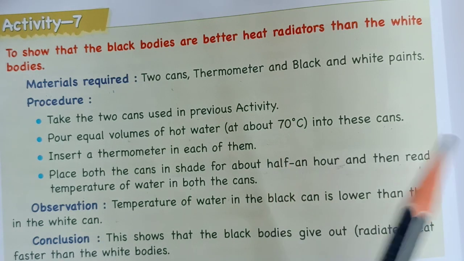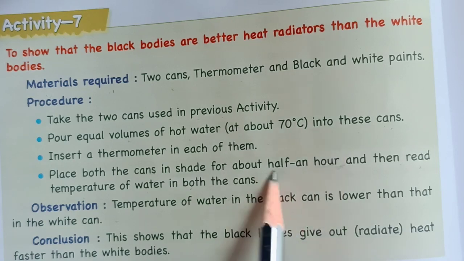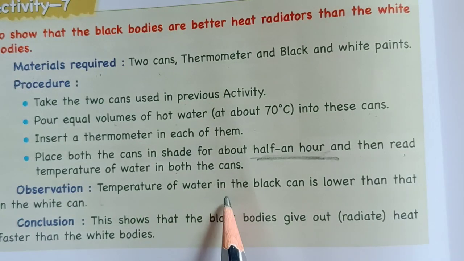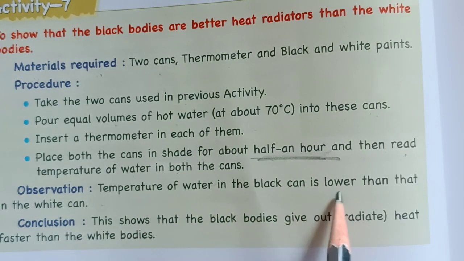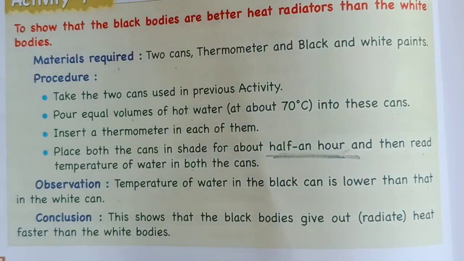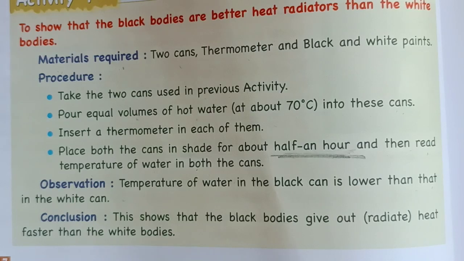So what we will do? We will keep the setup in shade for half an hour. Then we will see the observation. So what is the observation? See, the temperature of water in the black can is lower than that of the white can. So what is the reason behind it? Definitely heat has been radiated.